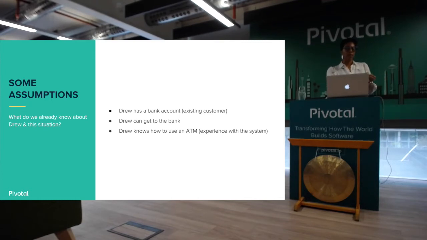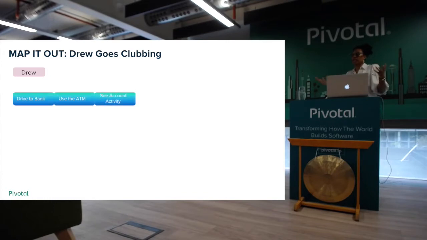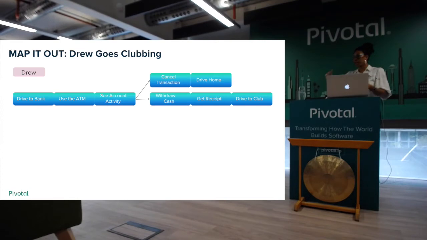Now, let's map out the scenario. Drew goes clubbing. To start, we have Drew. And he drives to the bank, uses the ATM, and sees account activity, because again, he needs to figure out, does he have enough money to get to the club? Then from there, this can go one of two ways. Drew can realize that he doesn't have enough money and it's time to go home. Or he can realize that he has enough money to withdraw, gets a receipt, and can then go on and enjoy his merriment with his friends.